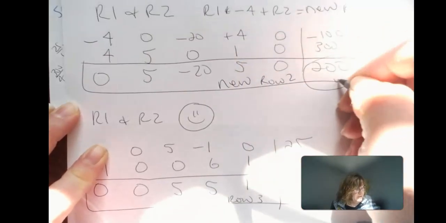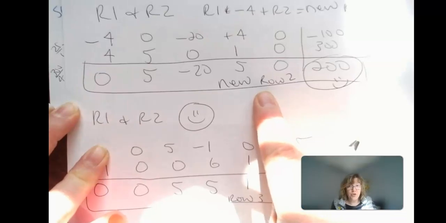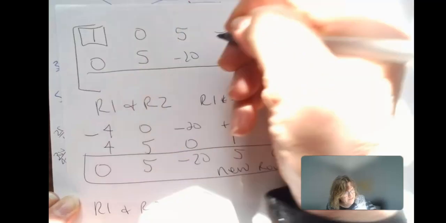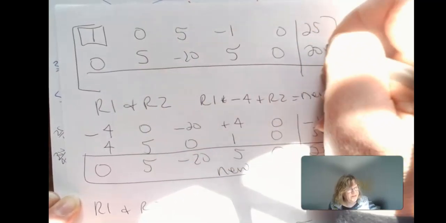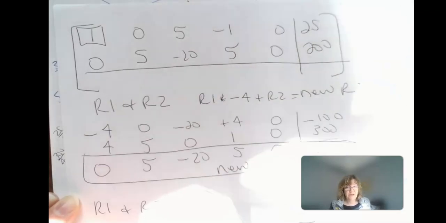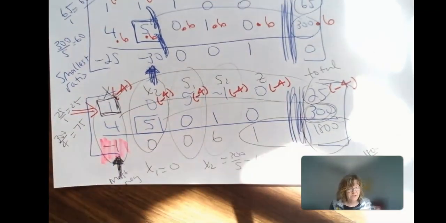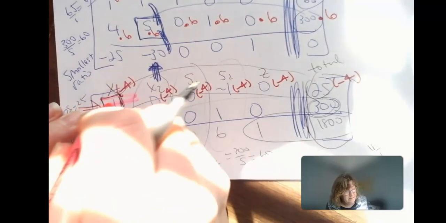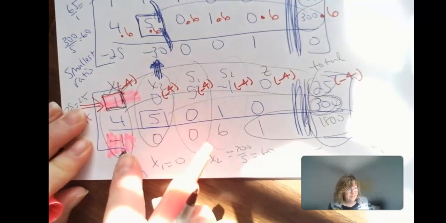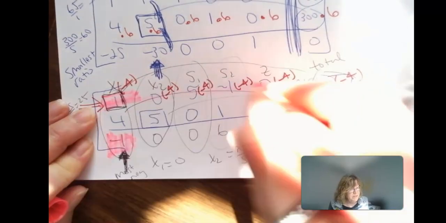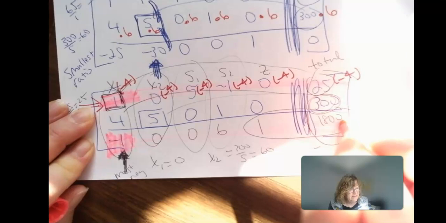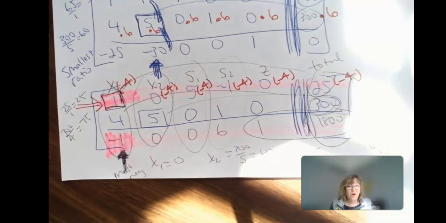This is positive, so that's good. So that's my new row 2. So I'm going to come up here, 0, 5, -20, 5, 0, 200, and write that. That's my new row 2. Now, the nice thing is, if you notice, row 1 has a 1, and my bottom row has a -1. Those cancel as is. So you don't need to multiply at all. You can just add row 1 with row 3 because they're already opposites. Okay, so you don't need to do anything.